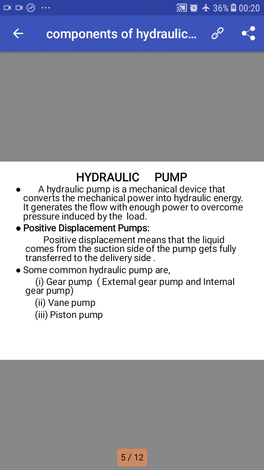What do you mean by positive displacement pump? Positive displacement pump means when the liquid comes from the suction side of the pump, it gets fully transferred to the delivery side. The common hydraulic pumps are gear pump, vane pump, and piston pump. The gear pump may be of two types: one is external gear pump and the other is internal gear pump.